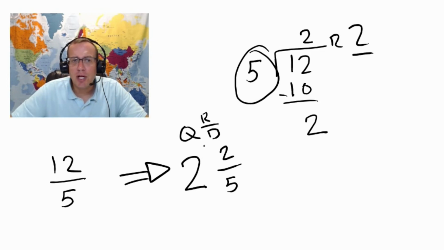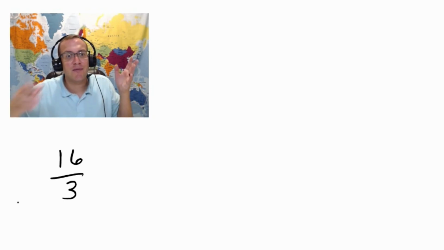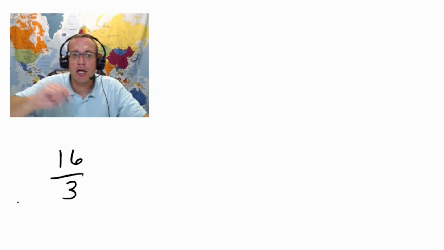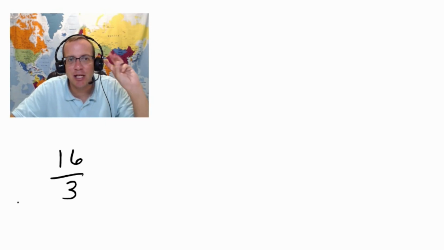Okay, so now what I'd like you to do is go ahead and try one on your own to make sure you have this completely down. I would like you to do maybe 16 over 3. What I want you to do is convert this into a mixed number just like we've been doing. But I want you to hit pause now, try it on your piece of paper, and then come back when you have the answer. Okay, I'll reveal the answer and how I got it in 3, 2, 1.